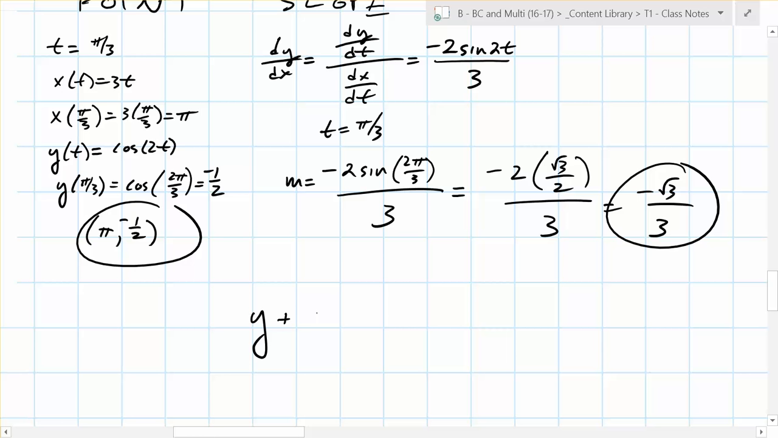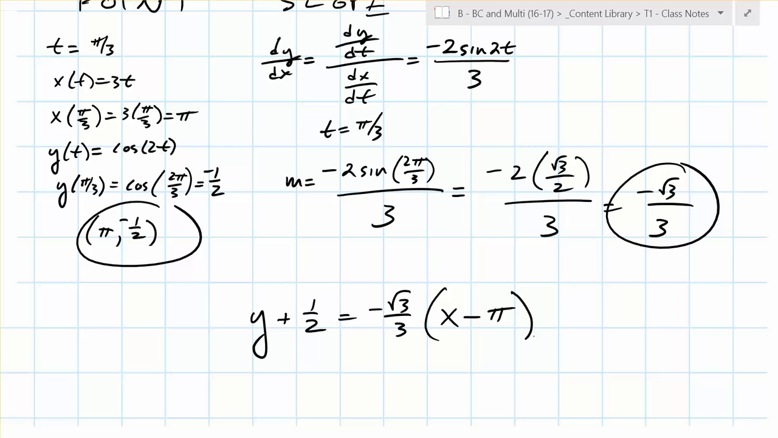Y plus, because it's minus a negative, negative half, equals negative root 3 over 3 times what? Minus what? Pi. Yep. There are different forms, but that's acceptable. I do not force you to go to slope-intercept form. Point-slope is fine. That's excellent.